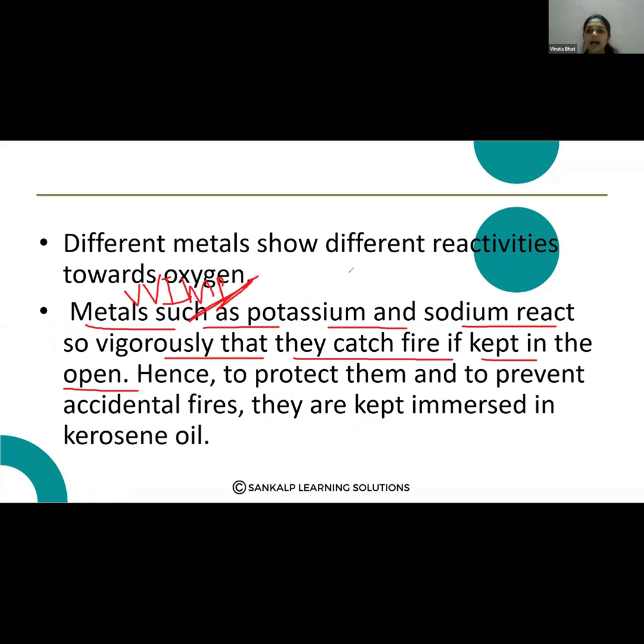So what happens when highly reactive metals like sodium and potassium react with oxygen present in the air? They vigorously catch fire, and it can cause harm to the user. Hence, to protect them and to prevent accidental fires, they are kept immersed in kerosene. Why are potassium and sodium kept immersed in kerosene? Give the reason. Very important.